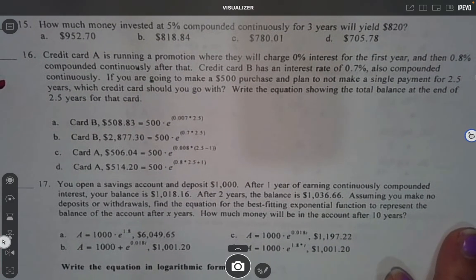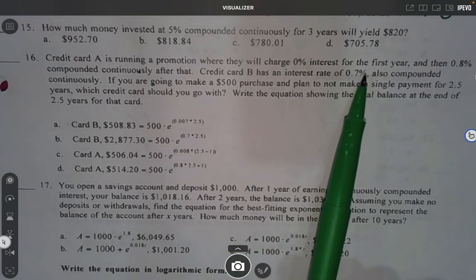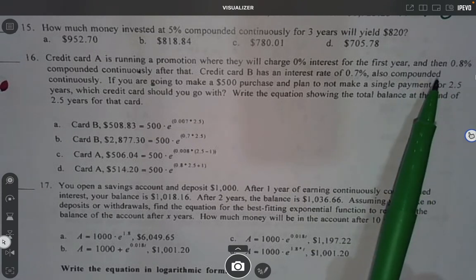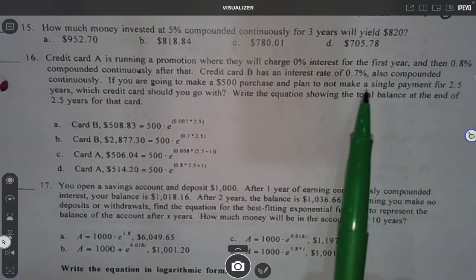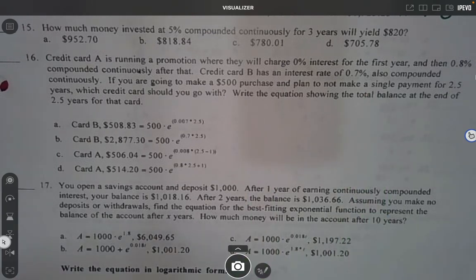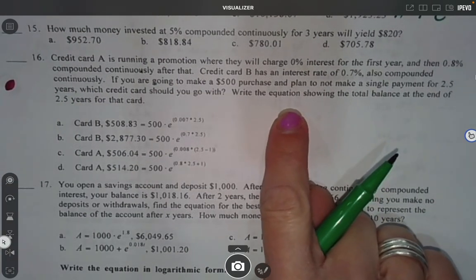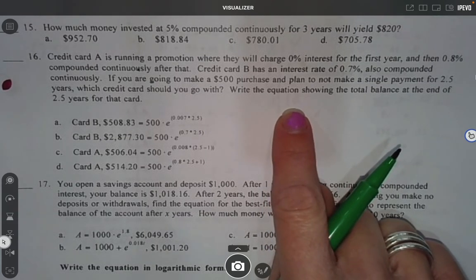Number 16 says: credit card A is running a promotion where they charge 0% interest for the first year, 8% after that. Credit card B has an interest rate of 7.7% compounded continuously. If you're going to make a $500 purchase and plan to not make a single payment for 2.5 years, which credit card should you go with? So we're looking at card A and card B. Let's start with card B because that one is a little bit easier, I think.